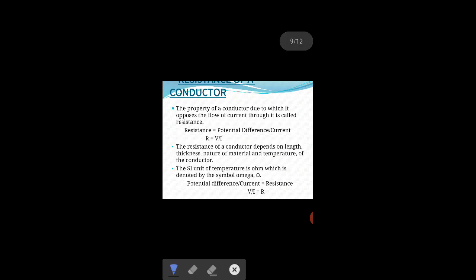Thus, the strength of an electric current in a given conductor depends on two factors. Factor number 1, potential difference across the ends of the conductor, and second, resistance of the conductor. Okay, these are the two things.